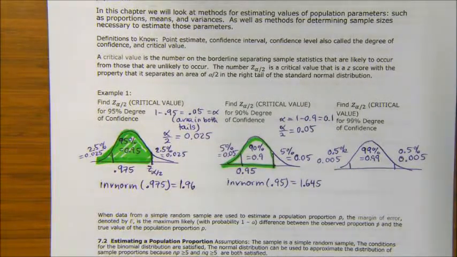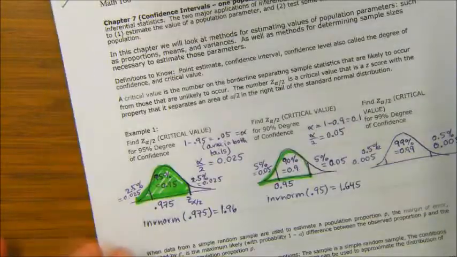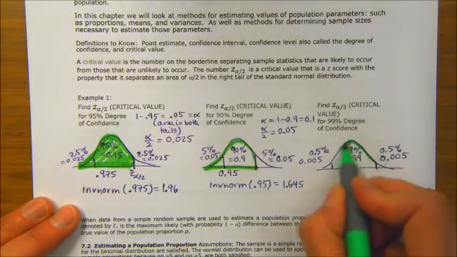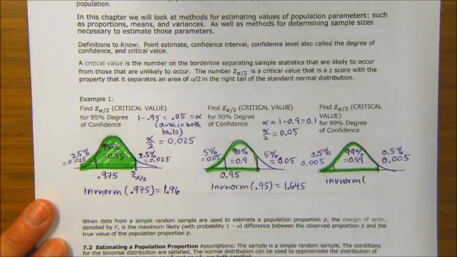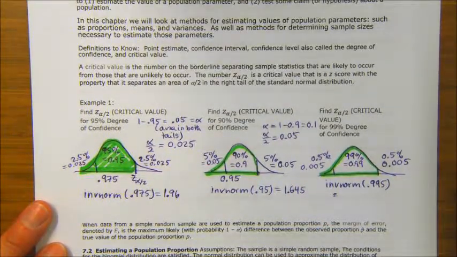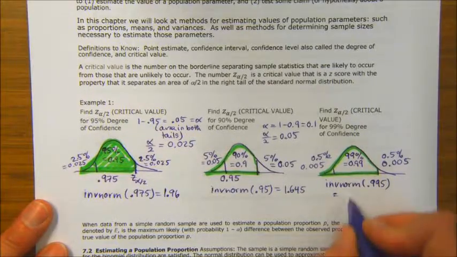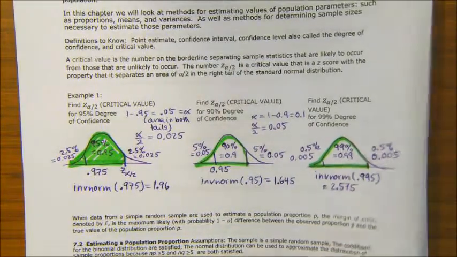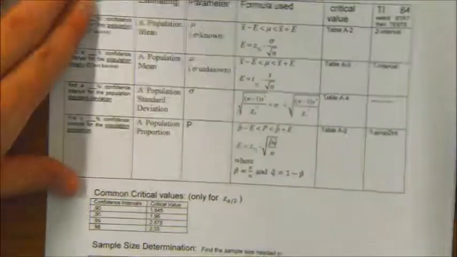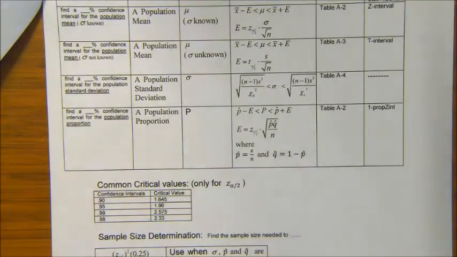Especially with the 99%, it's definitely easier to look at the percent first and then convert it to a decimal number. Okay, so the middle, center, and left area added together, this is inverse norm of, what's the area to the left? 0.995. Okay, and that's another one that's rounded to 3 decimals. It actually gets rounded to 2.575. Let's look at the formula sheet. This is one that's not rounded exactly. It actually goes down to 2.575.